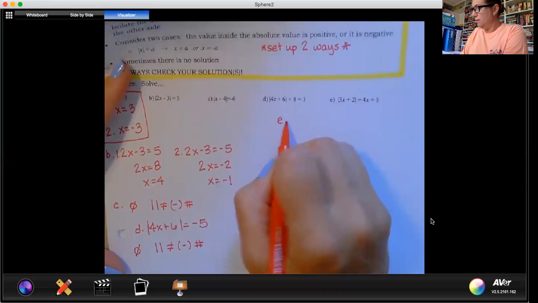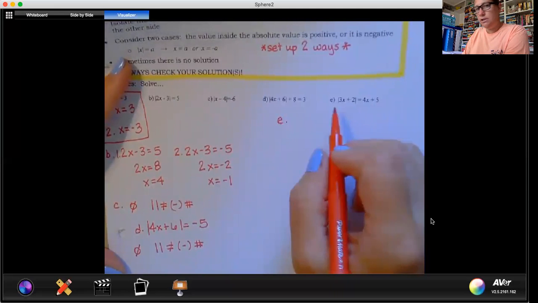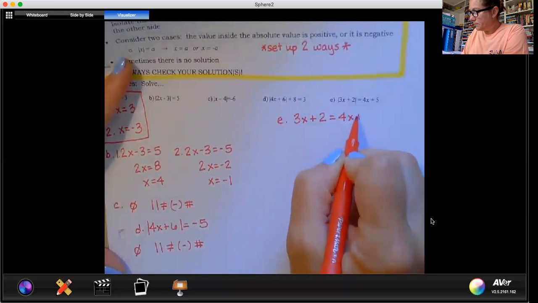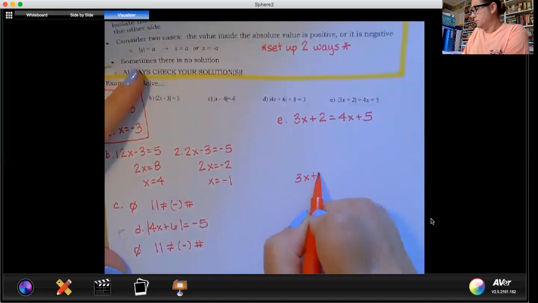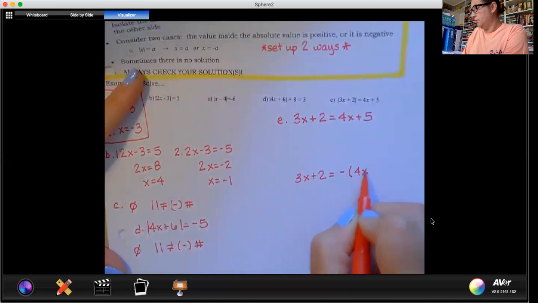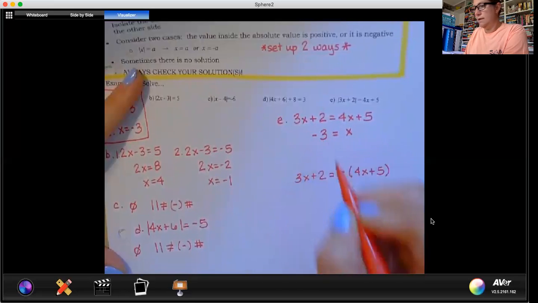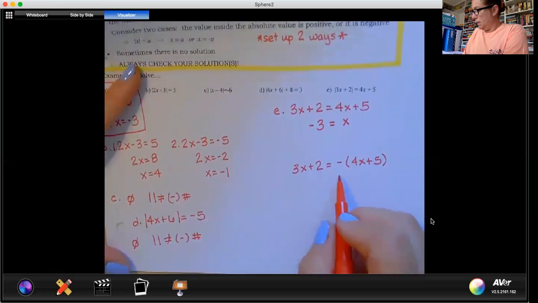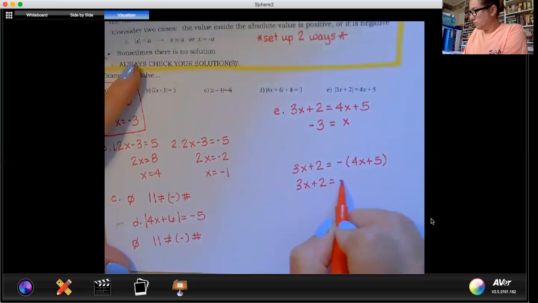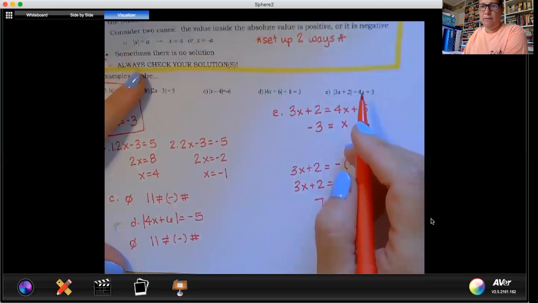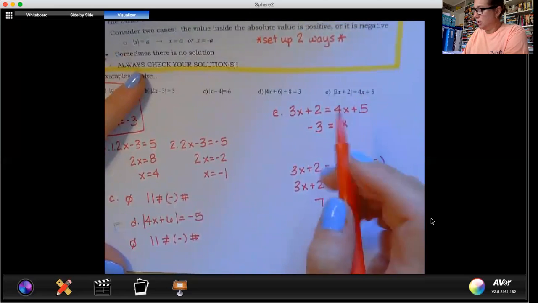In part E, when you have a binomial on the other side, for your second equation, you just distribute the negative. So remove the bars. Make the quantity on the other side negative. Don't forget to put that in parentheses. So combine like terms, x is -3. And distribute. Combine like terms. Especially when you have a variable on the outside, you want to make sure you check.